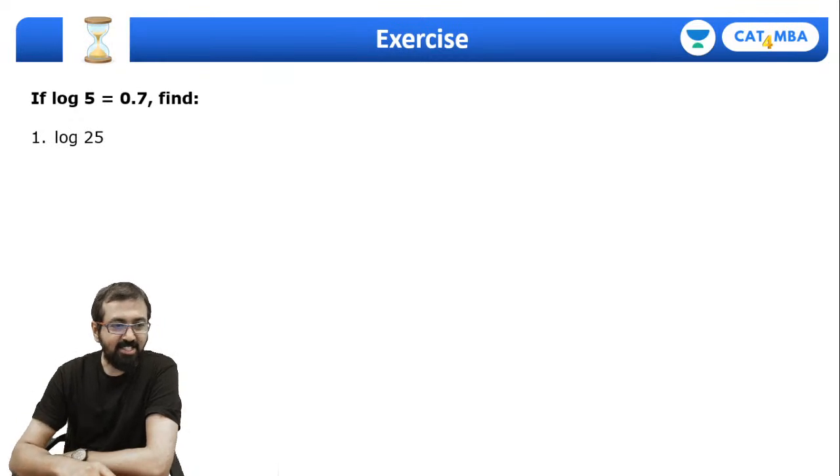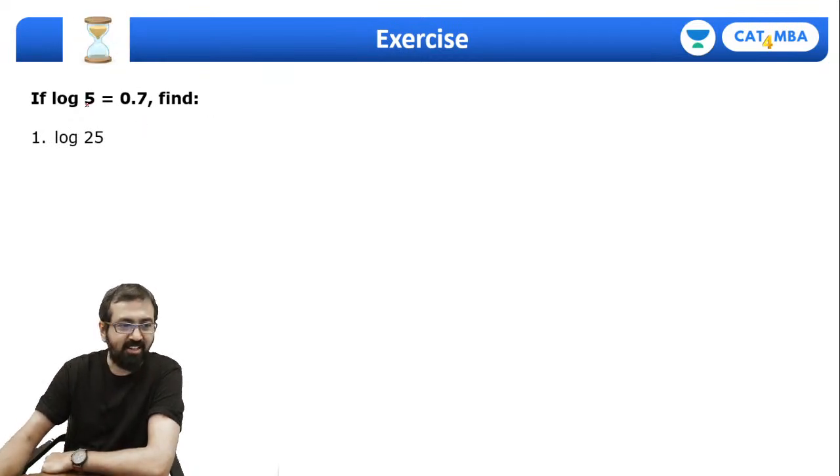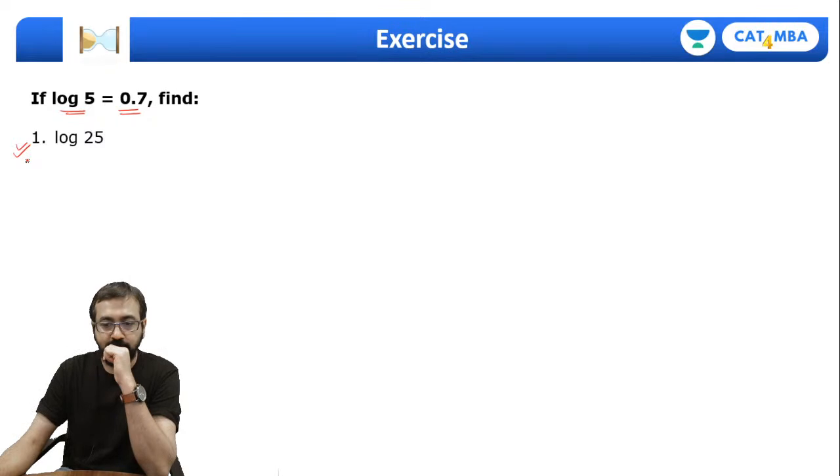And simultaneously also solve this question. Try for this question. This is an easy question. Once again, you are given value of log of 5, which is given as 0.7. And using that, you need to find out numerical value of log of 25. What is that value?